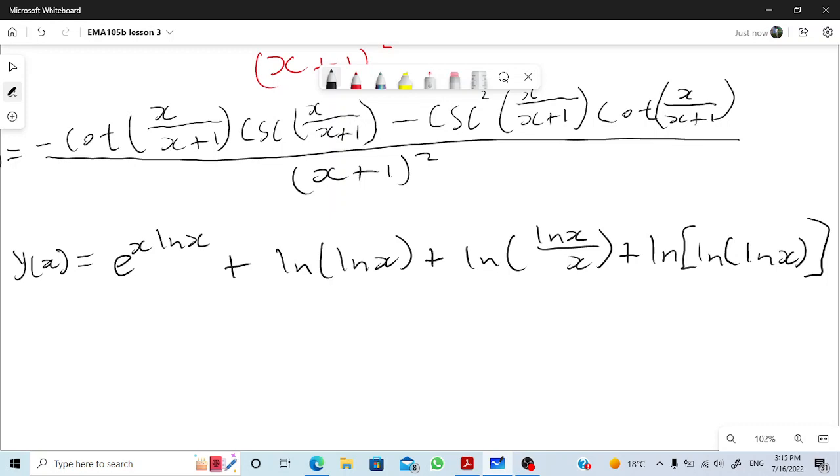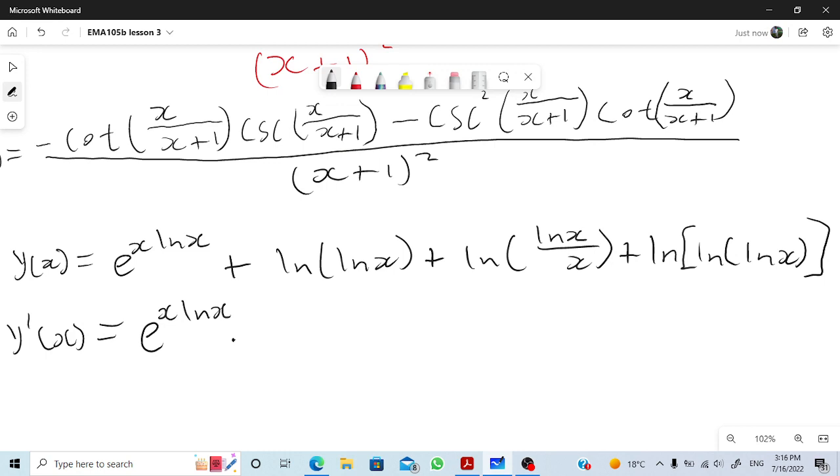Now let us differentiate this. I'm so rushing into integration, I don't know why. Now the differential of this will be y prime of x, which equals, when you differentiate e to the exponent of something, it remains the same. So now this will be e exponent x ln x multiplied by, now we are differentiating this.